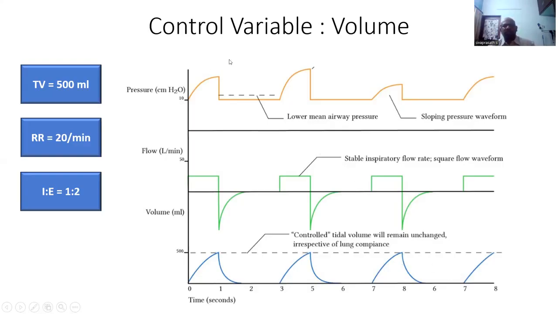When the control variable is volume, the volume delivered and the shape of the delivery are the same. The flow is also the same. This is called a square flow. We can also have decelerating flow when you use volume control ventilation, but mostly it is the square flow. What is important here is the pressure is ascending, reaches a peak, and keeps varying throughout the ventilation depending upon the compliance and resistance characteristics of the patient. So here the control variable is volume, and the variable which keeps on changing is the pressure.